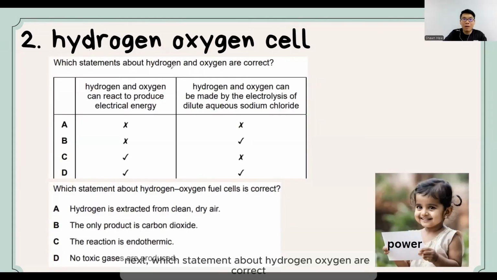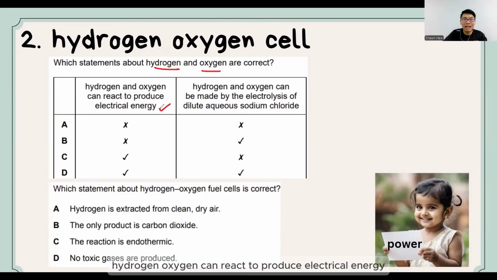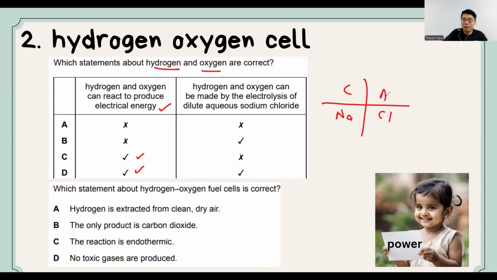Next, which statements about hydrogen-oxygen are correct? Hydrogen and oxygen can react to produce electrical energy. Yes. Hydrogen and oxygen can be made by the electrolysis of dilute acid. Dilute, then we choose this and this. So yes. So it's D.